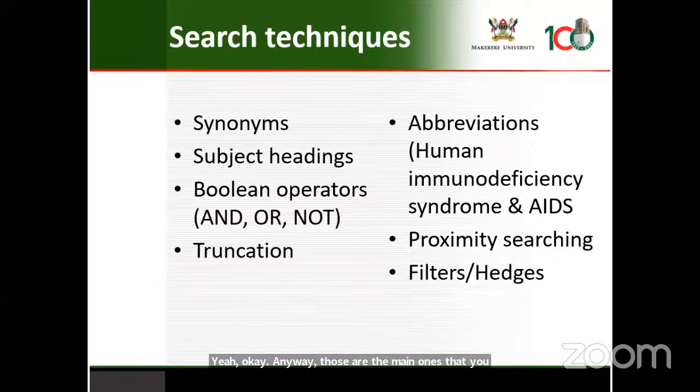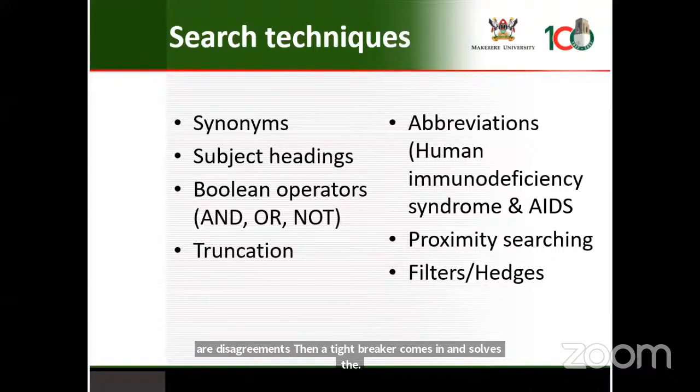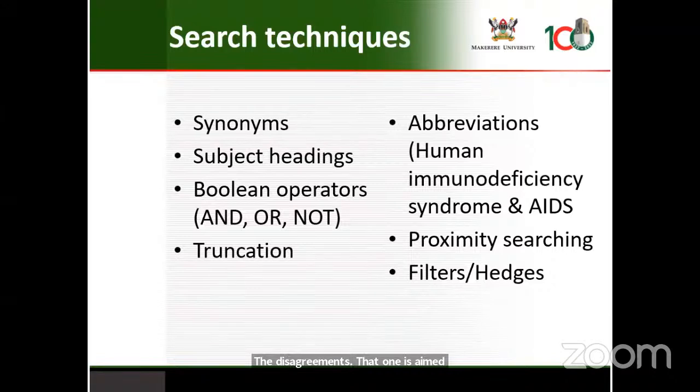And we talked about tie breaking the other day. You must have two people. For example, if you're searching for literature, you may need two information retrieval specialists. Each one searches independently. And just like at the screening time, you need two independent people doing screening so that they compare. And if there are disagreements, then a tiebreaker comes in and solves the disagreement. That one is aimed at reducing or minimizing bias in systematic reviews.